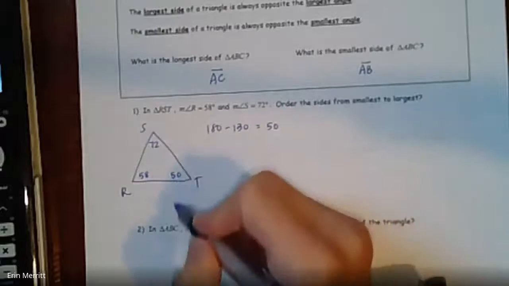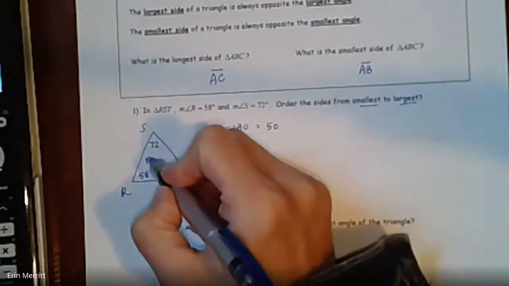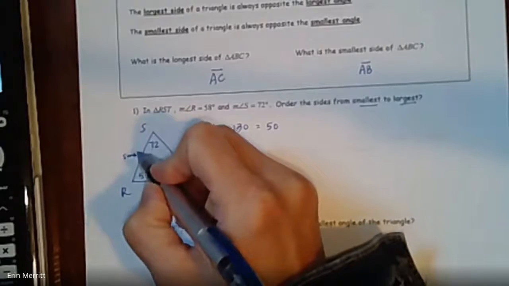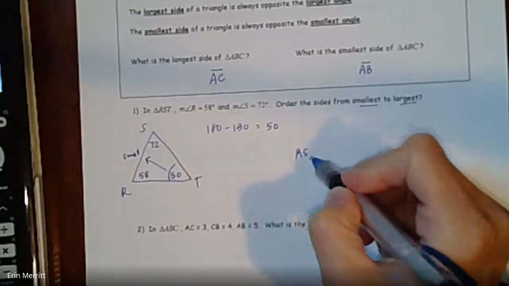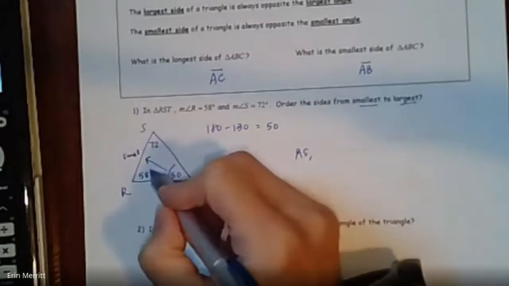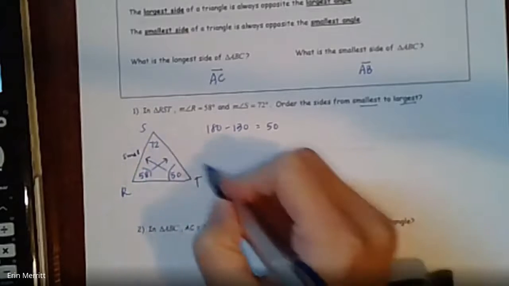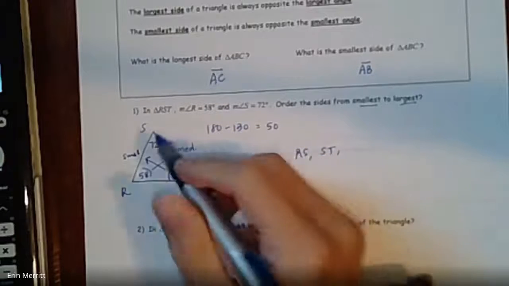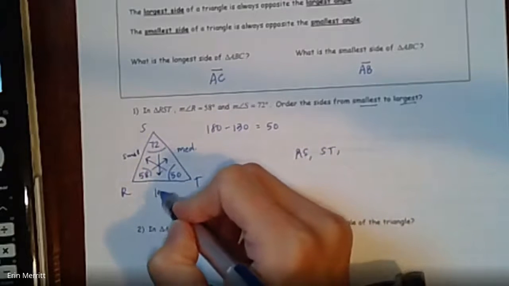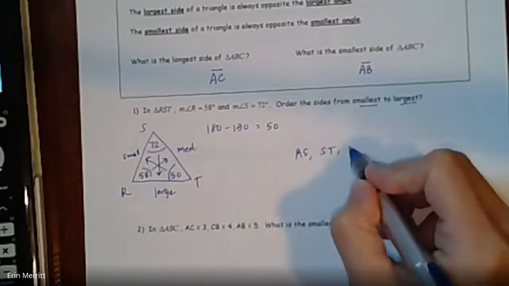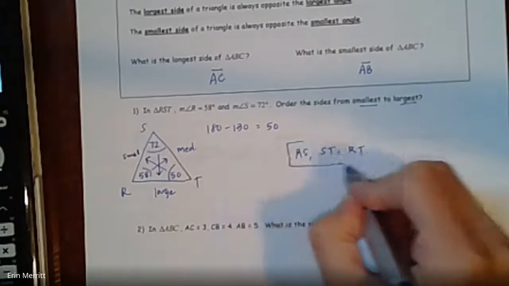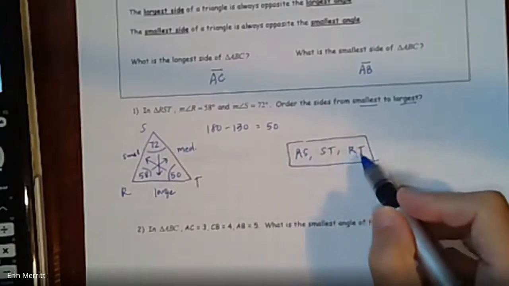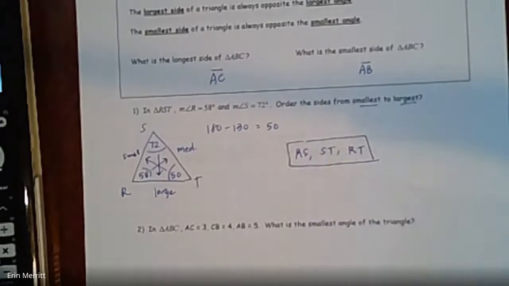So since we're going to go smallest to largest, smallest angle, there's my smallest side. So that's going to be RS or SR. You can say it either way. The next biggest angle is 58. So across from that, I'll call it my medium length side. That's going to be ST. And then largest angle, so this should be the largest side, and that is RT. Don't worry about TR versus RT. You're referencing the same side, so it's perfectly fine.